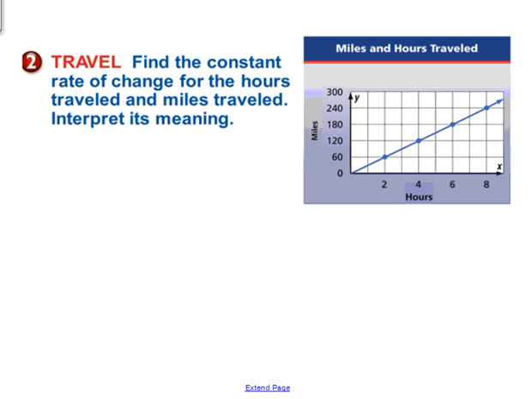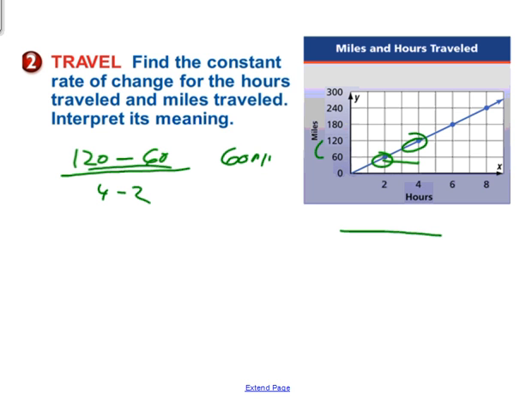Travel. Find the constant rate of change for the hours traveled and the miles traveled. Interpret its meaning. On this one, I can pick any point that I want on the graph. I'm going to pick from 2 hours to 4 hours, and calculate my rate of change. The change here was from 60 to 120, so 120 miles at the end minus 60 miles at the beginning. The change in time was from 4 hours back to 2 hours, for a total of 2 hours. So 120 minus 60 is 60 miles change in 2 hours' time. So the rate of change is 30 miles per hour.